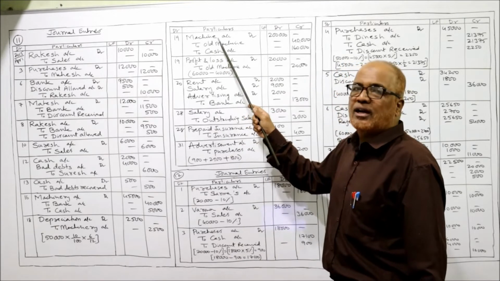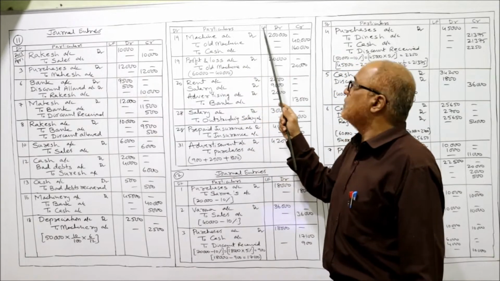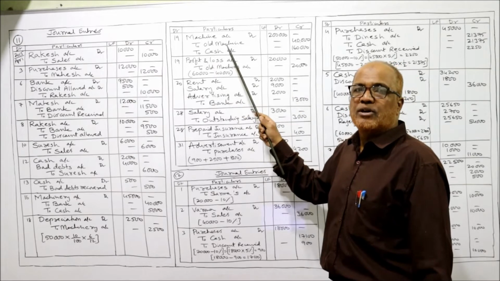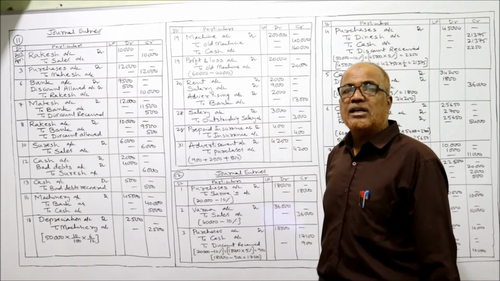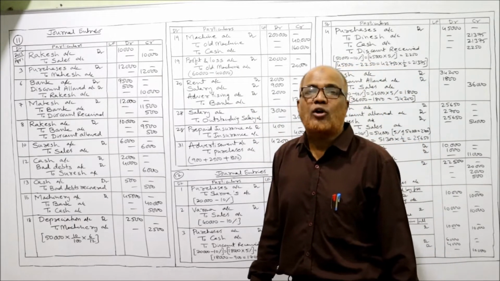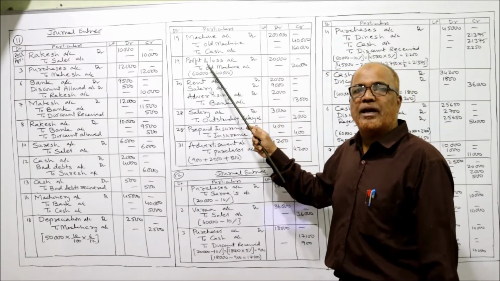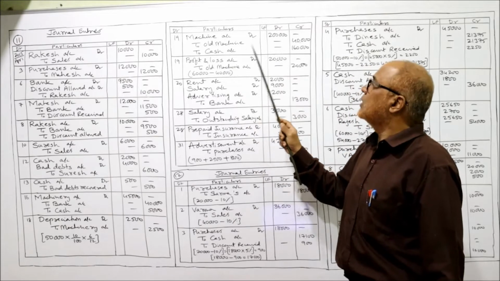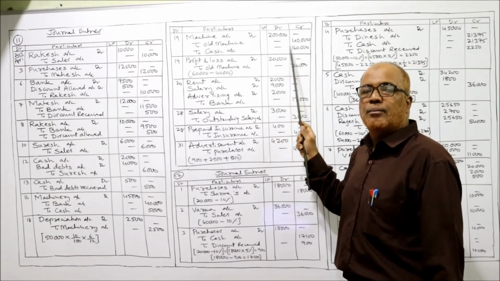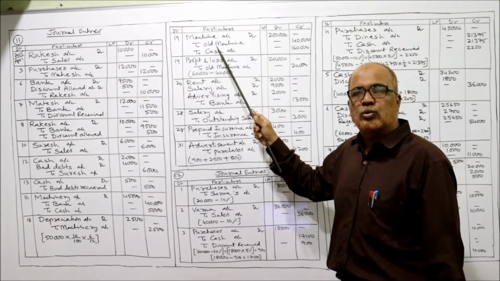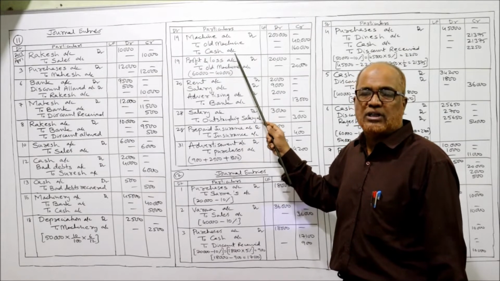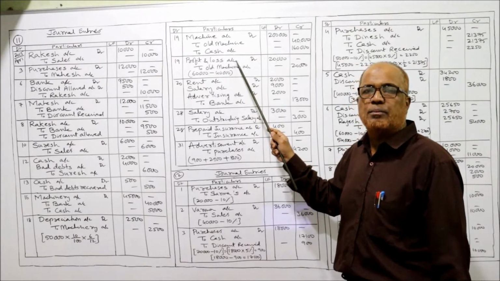So the entry will be machine account debit, new machine. The cost of the new machine is 2 lakh. To old machine. The old machine is taken up at a value of 40,000. So to old machine 40,000. How much cash are we paying? 1,60,000. To cash 1,60,000. Being the new machine purchased at rupees 2 lakh, old machine given for rupees 40,000 and remaining 1,60,000 paid in cash.